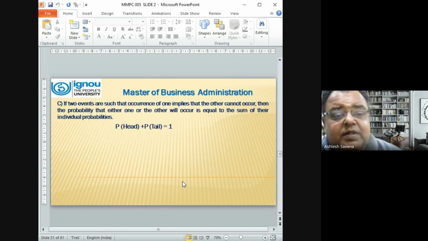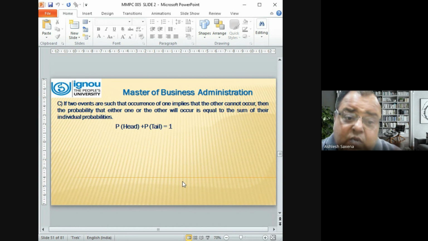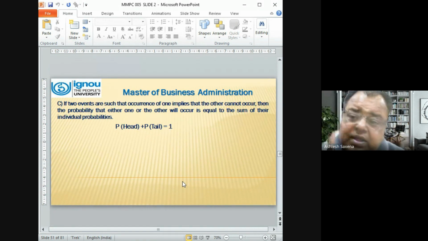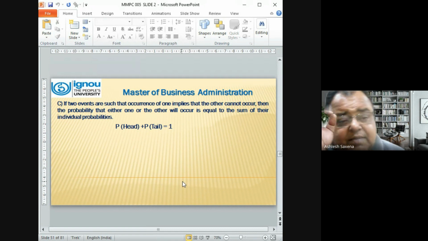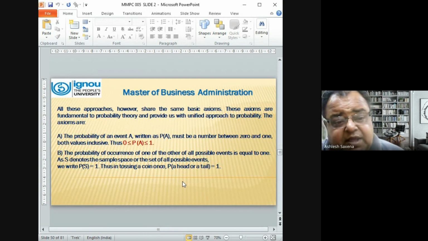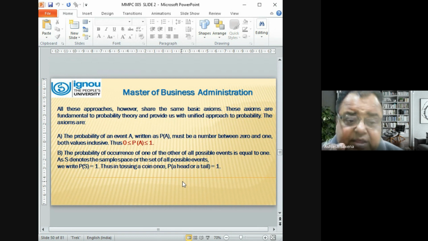Here it comes. If two events are such that occurrence of one implies that the other cannot occur, then the probability that either one or the other will occur is equal to the sum of individual probabilities. That is, probability of head plus probability of tail is equal to 1. In probability terms we say probability of success plus probability of failure is equal to 1. So what axioms did you see? The occurrence of an event plus its non-occurrence sums to 1. The probability of an event is always between 0 and 1, never negative and never more than 1. And an event that is certain to happen has probability 1.